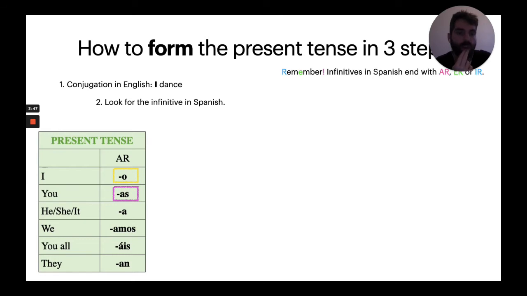And then we need to remember that infinitives in Spanish end with AR, ER or IR. And that's something that we saw in the previous video. We go to the dictionary and we look for to dance, which is the infinitive of I dance, and then we find that to dance is bailar, ending with AR.